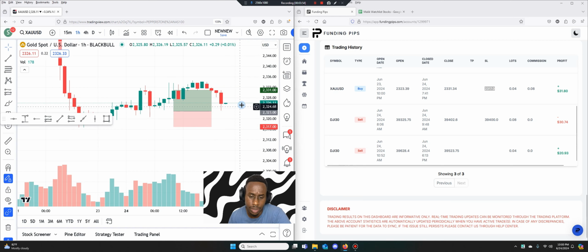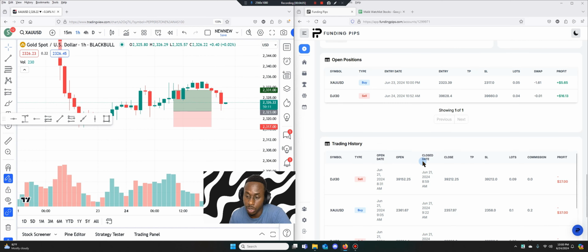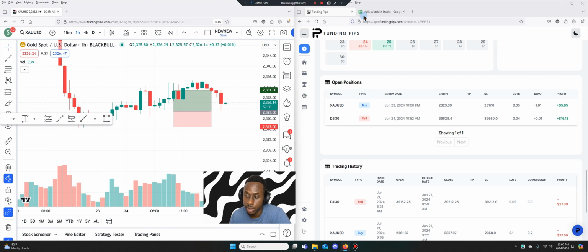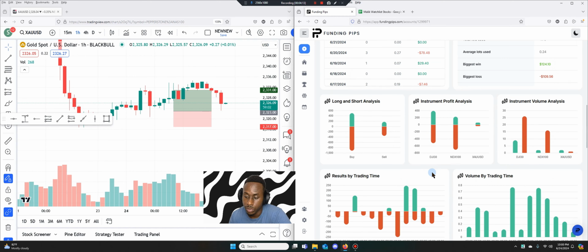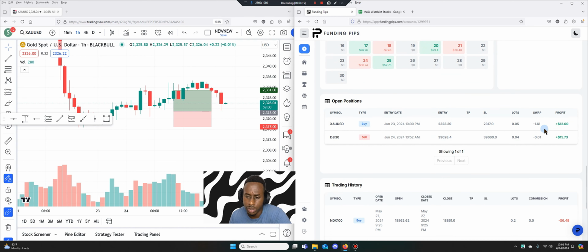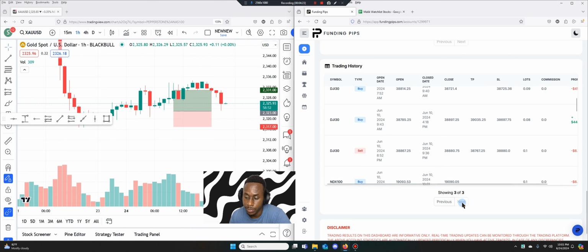You can see there's a possibility that I might get hit out at my stop loss. This was probably the wick that could take me out right now. But let's just refresh it. The current position is saying I'm up $12 right now. Same position, but I reduced risk since I took some profits off the table.